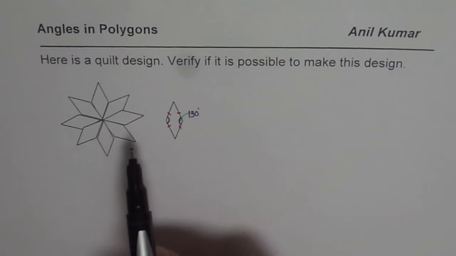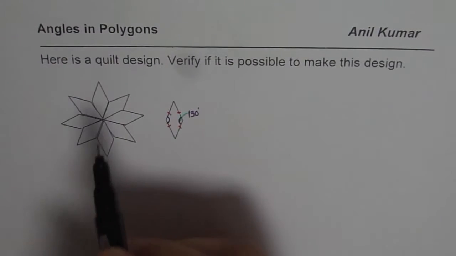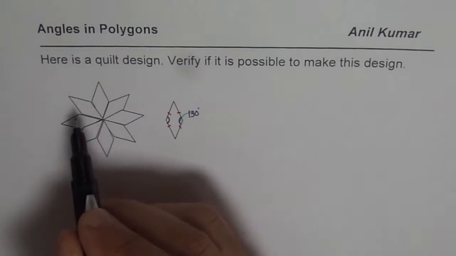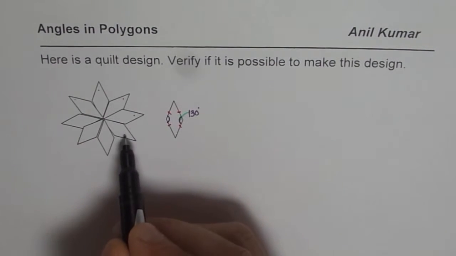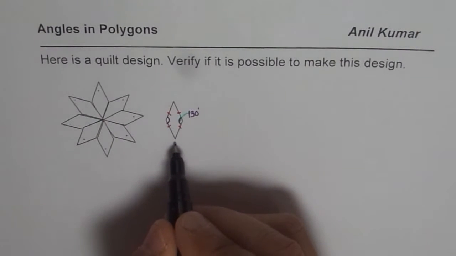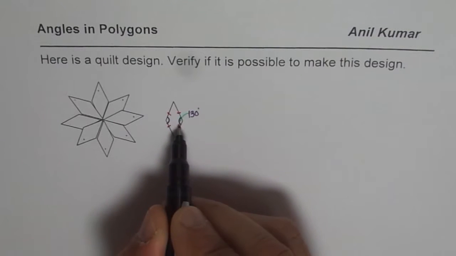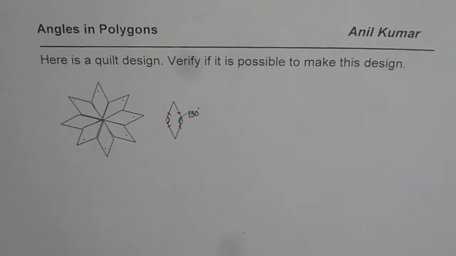Here is a quilt design. Verify if it is possible to make this design. So what we have here is we got 8 of these diamonds, right? So these are 8 diamonds. Each diamond looks like this. All sides are equal and the angle in between, the obtuse angle, is 130 degrees each. You need to verify whether this kind of design can be created or not. That is your question. So you can pause the video, do your calculations, and then write down your answer.